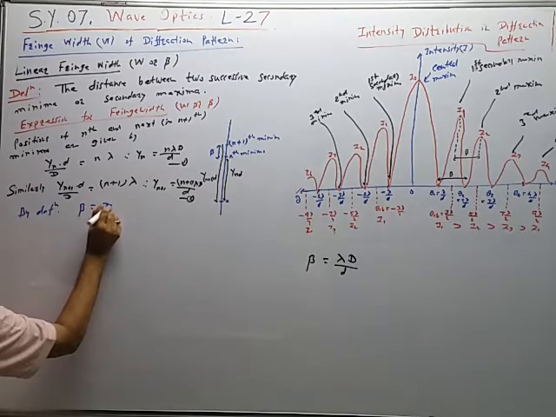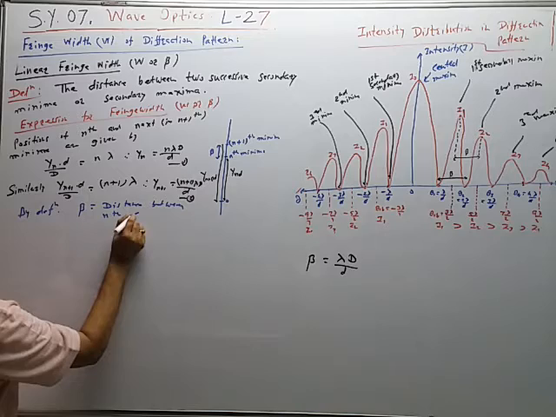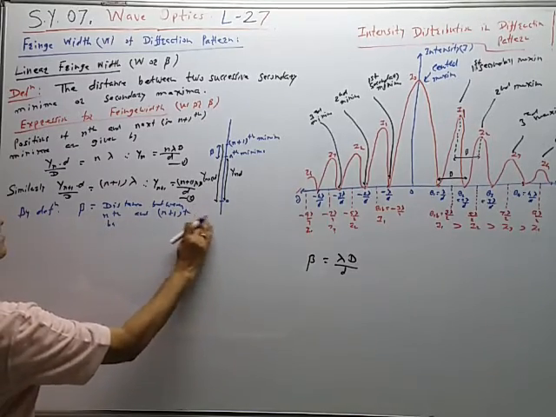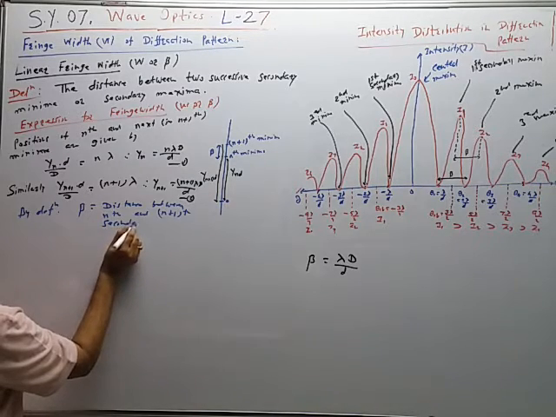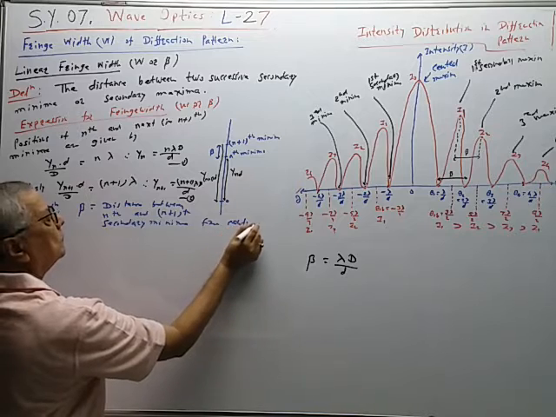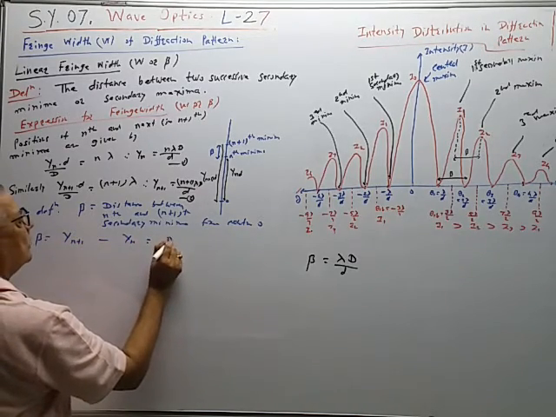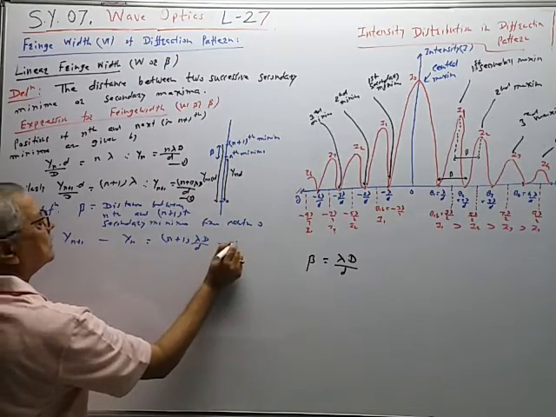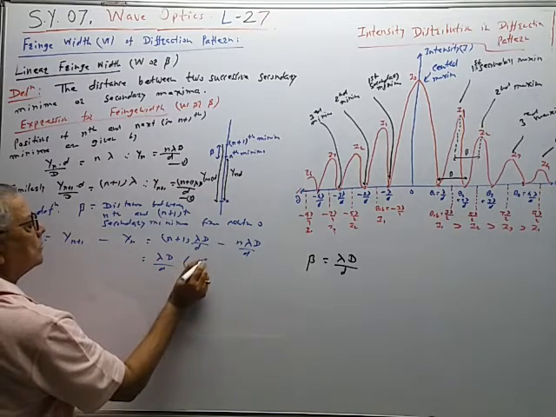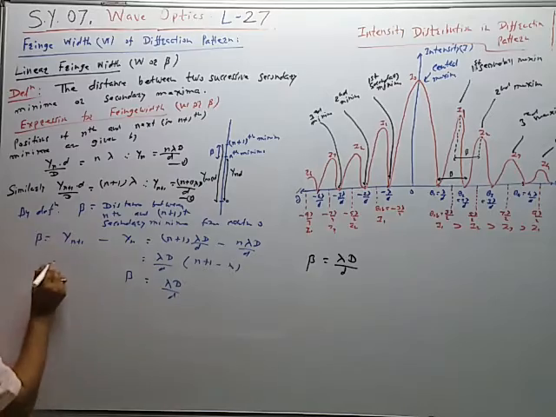beta is equal to the distance between nth and n plus 1 dark band, minima, secondary minima, from center O. And therefore, beta is equal to yn plus 1 minus yn. So this is equal to n plus 1 into lambda capital D upon small d minus n into lambda capital D upon small d. So lambda common, capital D common, small d common into bracket n plus 1 minus n. So plus n minus n cancel. So this is equal to lambda capital D upon small d. So this is the expression for the fringe width.